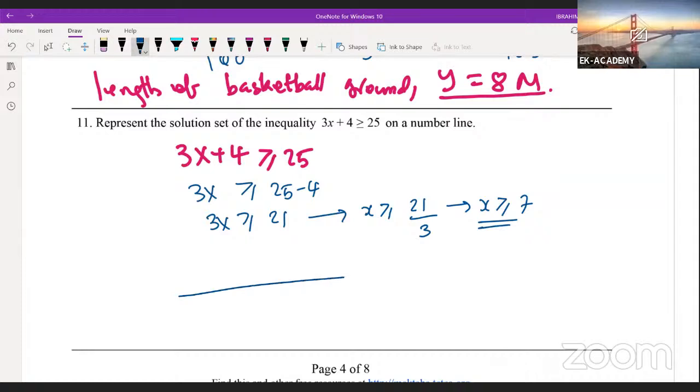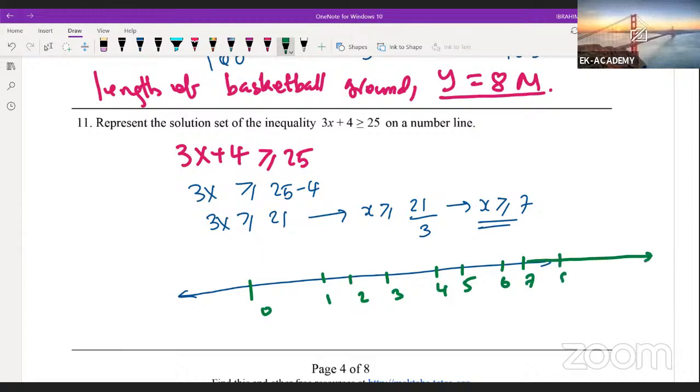So we are going to draw a number line. So this is our number line. We can start maybe from 0, 1, 2, 3, 4, 5, 6, 7. You can extend it a little bit. So 8, 9, 10. So x is greater or equal to 7. So this point is going to be included, and we are going to present it like that. So that is the number line corresponding to the solution we obtained above.